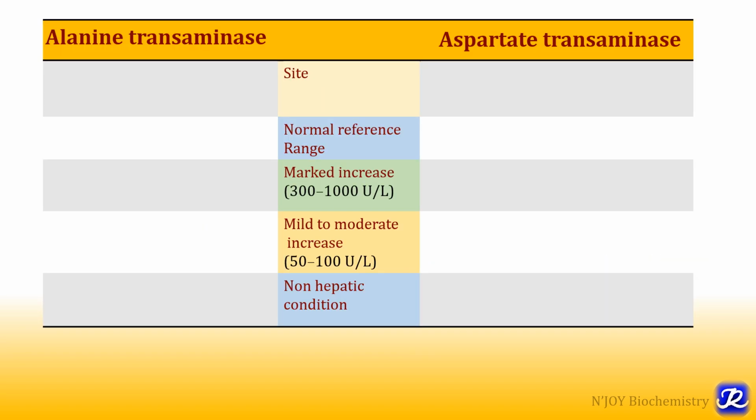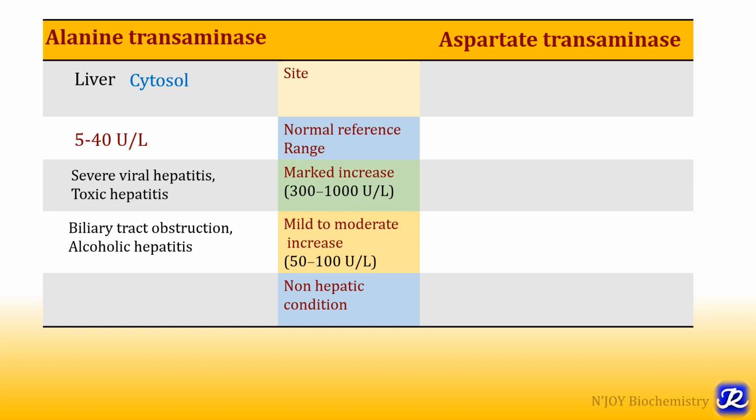Now let's understand some key points about the markers of hepatocellular injury, that is ALT and AST. What is the site? Where is it present? Alanine transaminase is present in the liver, in the cytosolic fraction. The normal reference range of ALT is 5 to 40 units per liter, and there is a marked increase in the level of ALT, up to 1000 units per liter, in severe viral hepatitis as well as toxic hepatitis. There is a mild to moderate increase, up to 100 units per liter, in biliary tract obstruction as well as alcoholic hepatitis.